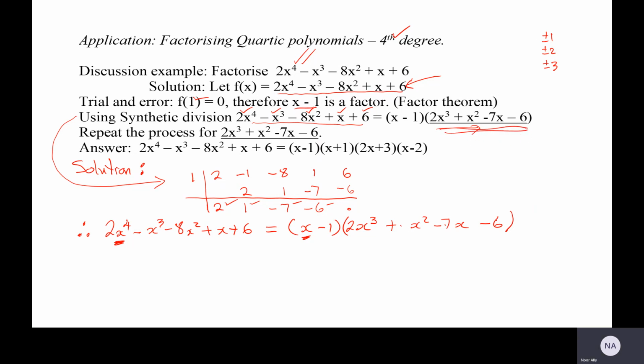Now I want you to repeat the process for that. Just do that one by itself, and you will get, in that case, x plus 1, 2x plus 3, and x minus 2.